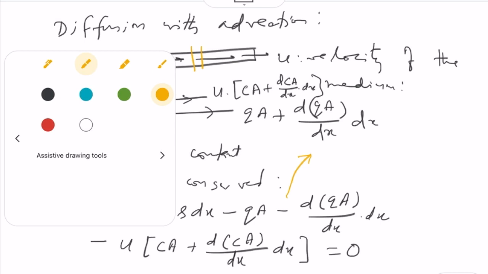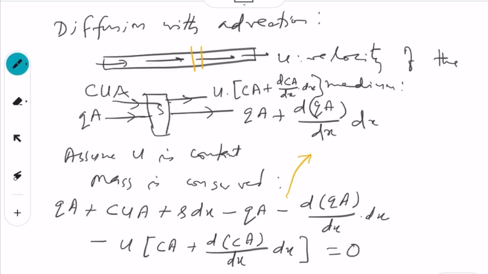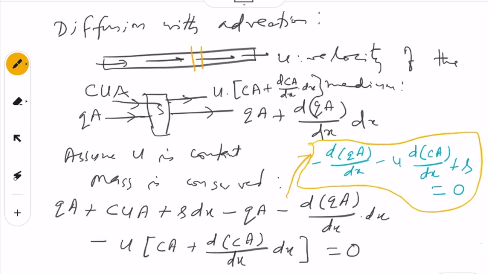Let's use a different color, probably blue. And what do we get? We get minus dQa divided by dx. So we are leaving dx in all of them, okay, done. Then we have this term, so we write minus u dCa over dx, okay, done. And then we have the S term, so plus S equal to 0. So this is what our equation is.